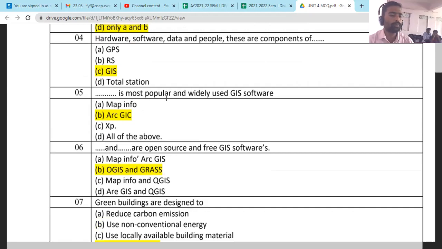Then fifth one, dash is the most popular and widely used GIS software. MapInfo, ArcGIS, XP, or all of the above? You have to make a note, ArcGIS. This is the most popular and widely used GIS software. Write in your notebook, all of you. I have not taught this in theory class, but this question may come in your exam. Write down this one. Are you ready? Yes, sir. ArcGIS.